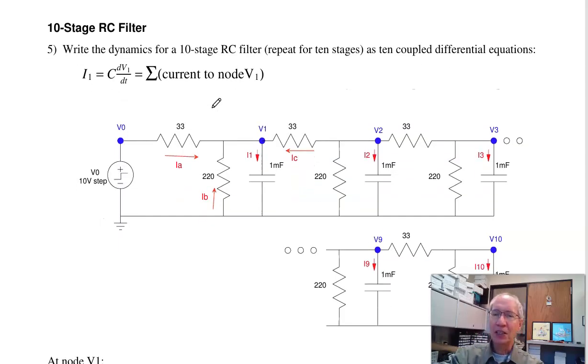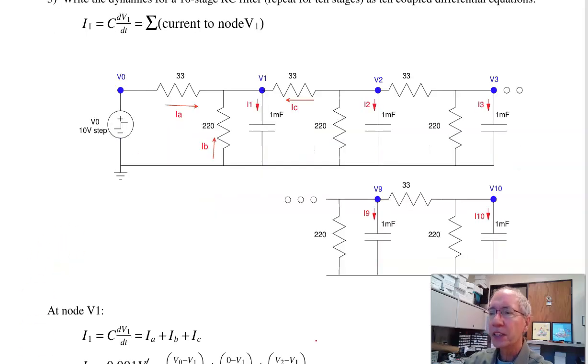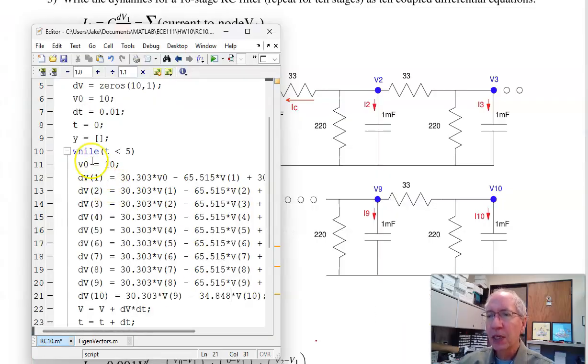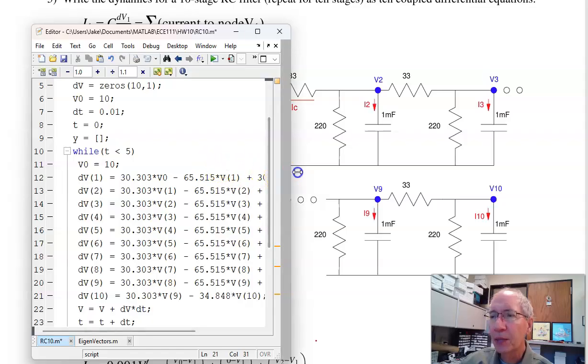All right, now that I can do a one-stage filter, let's do a 10-stage RC filter. With the 10-stage RC filter, I've got 10 capacitors. I've got 10 first-order differential equations that are coupled. To solve, I want to integrate. So, kind of going a little bit ahead of ourselves, here's what the integration is going to look like.